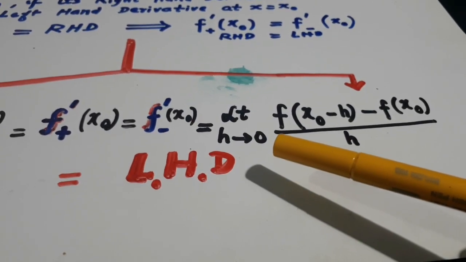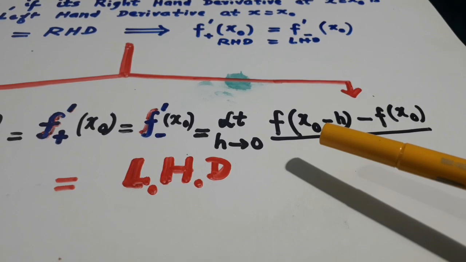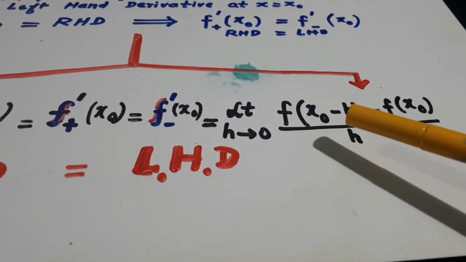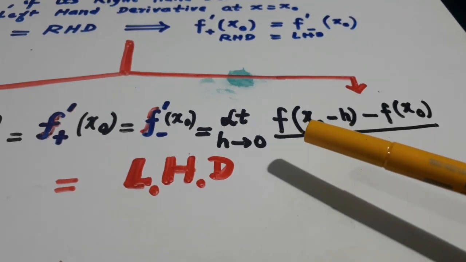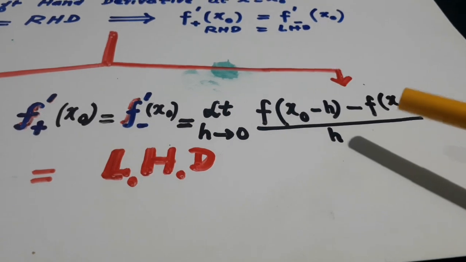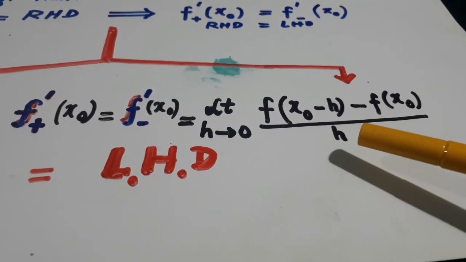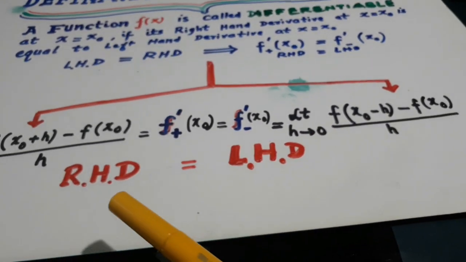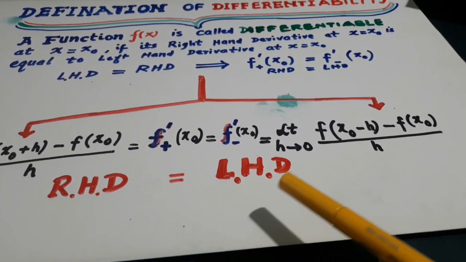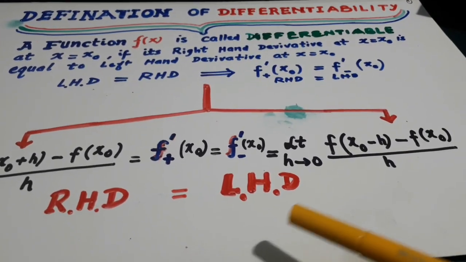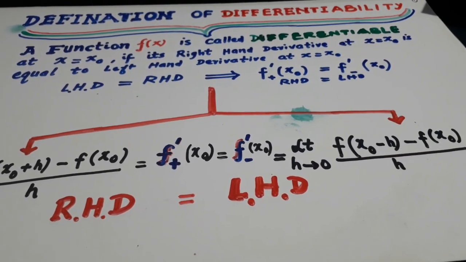Limit h goes to 0. We have to go to the left side of this. So minus करना पड़ेगा. So it will be limit h goes to 0, (f(x0 minus h) minus f(x0)) over h. So this is left hand derivative. So right hand derivative must be equal to left hand derivative. Then the function is called differentiable. I hope you might have understood.